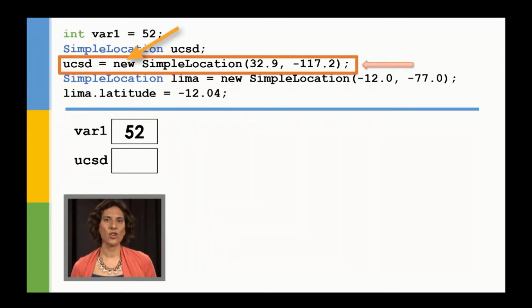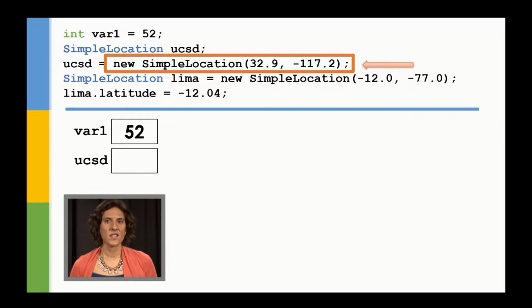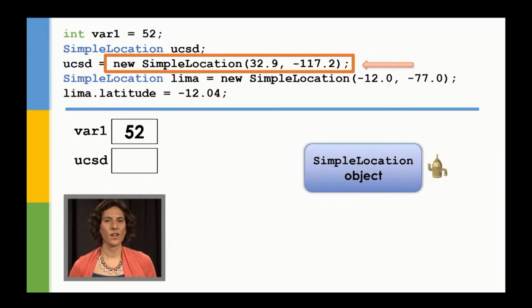So when we say new simple location, what Java's doing is creating a new object, which means it's allocating some space in your computer's memory to store that object. So let's take a closer look. It's creating that object, allocating some space in a part of your computer's memory called the heap.